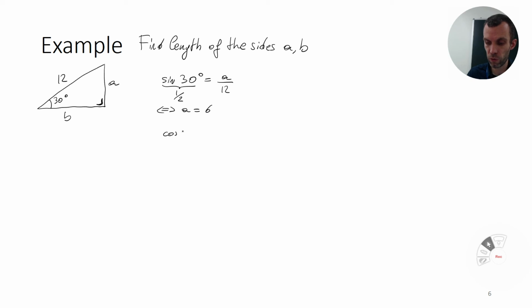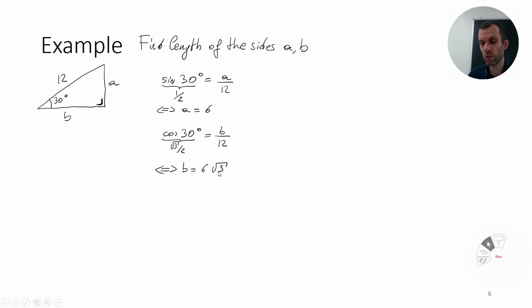Likewise, for the cosine, I know that that's adjacent, B, divided by the hypotenuse, 12. Cosine of 30 degrees, that's square root of 3 divided by 2. And therefore, I have that B is 6 times square root of 3. If you stop here at your exam, this is perfect, assuming that you did calculations correctly.